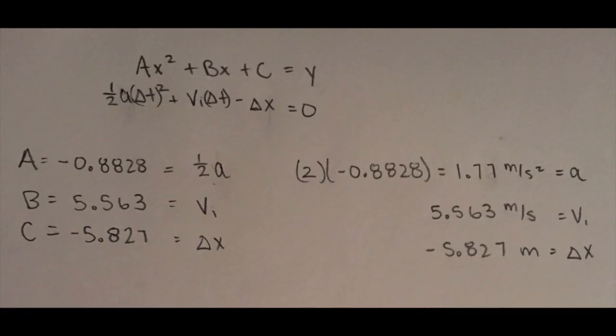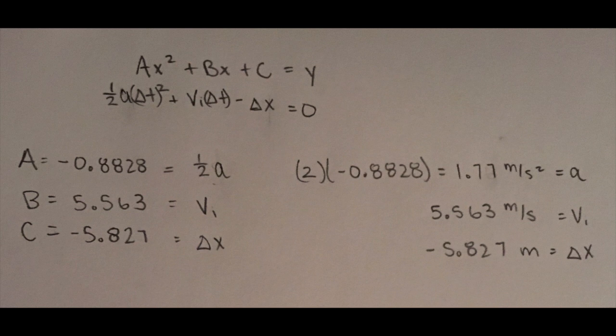I want to find the values of the velocity and acceleration. The top equation is how Logger Pro sets up a quadratic. The equation below it is an equation mentioned in the beginning, reorganized so that the coefficients can be set equal. A equals negative 0.8828. We set that equal to 1/2 times acceleration. 2 times 0.8828 is 1.77 meters per second squared, otherwise known as the acceleration.